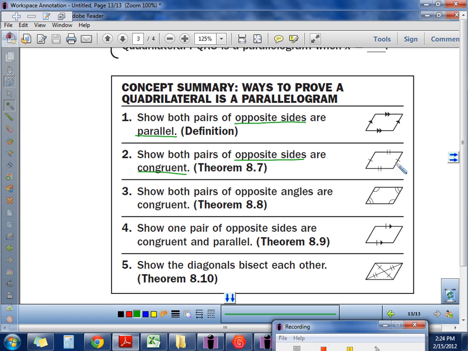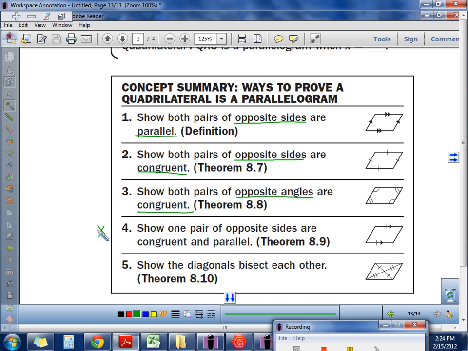Number 3, we're familiar with this one too. Opposite angles are congruent. You can see the angle arc in the picture. When the opposite ones are congruent, you can also see the opposite ones be the same. Number 4 is a new one, though.